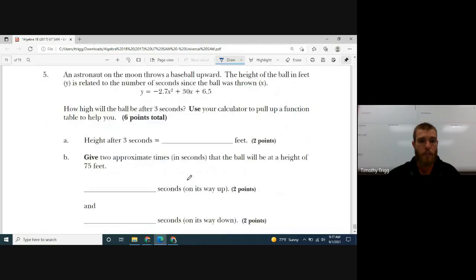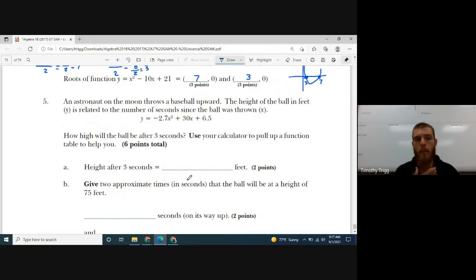Okay, question 5. An astronaut on the moon throws a baseball upward. The height of the ball in feet, y, is related to the number of seconds since the ball was thrown, x. And then we have this equation, y equals negative 2.7x squared plus 30x plus 6.5. How high will the ball be after 3 seconds? Use your calculator to pull up a function table to help you. All right, you don't need a function table.